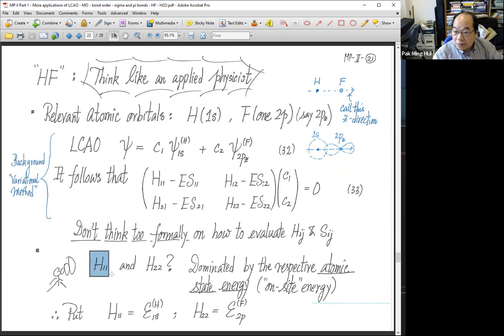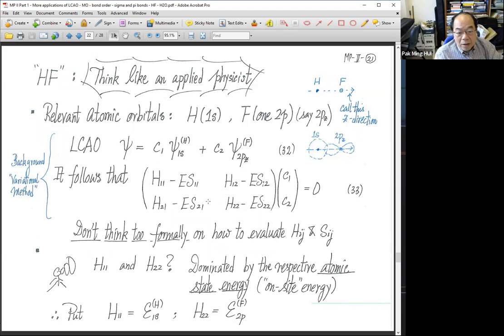The 1,1 element is about the hydrogen side. Of course, the hydrogen 1s will be dominating. The fluorine will see that, but it's still a little bit far away. So let's say this is almost like hydrogen, minus 13.6 eV, the atomic energy. That is always quite 90% right. Similarly, this is just the fluorine 2p energy.